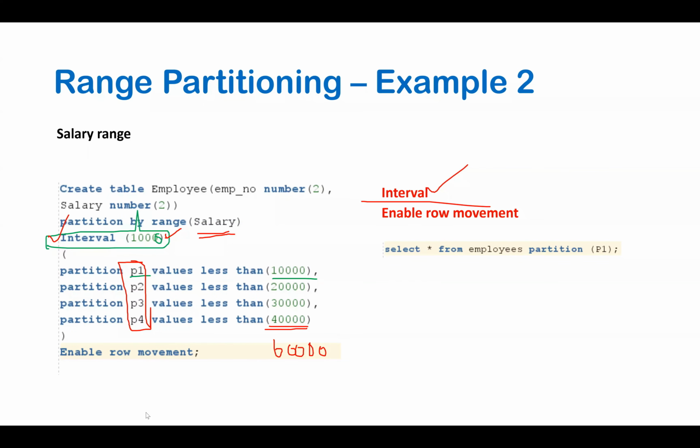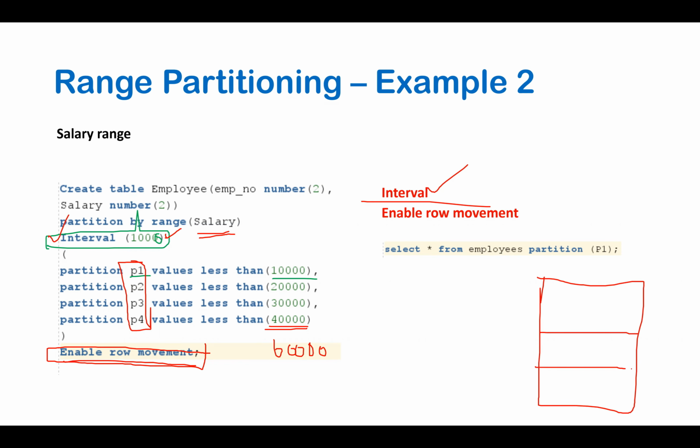The other one is enable row movement. See, this is very, very important. So what is enable row movement? Whenever you are using any partitions, use this enable row movement at the end. That means, today you have some data. Say the salary is less than $10,000. So 8,000 you are using. Which partition will it be in? The very first time, it will be in the first partition. But you are updating this particular record. Sometime later, you update this particular record.